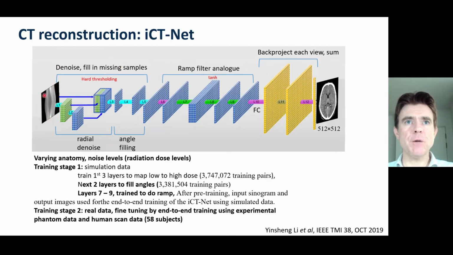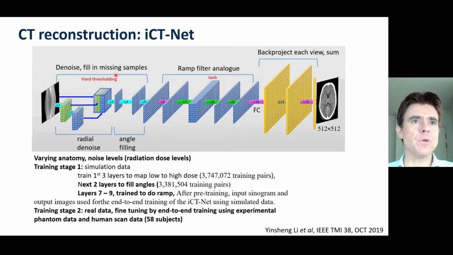So they train up this part of the network in isolation. So you can see here they used quite a large number of training pairs in order to train up these early layers, and then a large number of training pairs to train up the angle filling layers. And then once they're trained with simulated data, they ended up doing end-to-end training of the entire network using hard-earned real data. And so again, just to break this down, these first stages are doing denoising and filling in of missing angles.